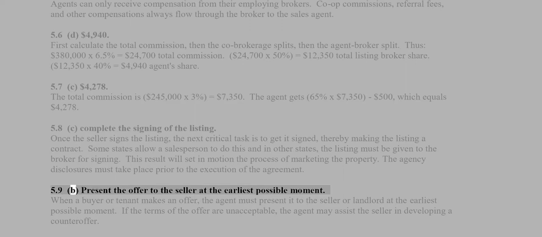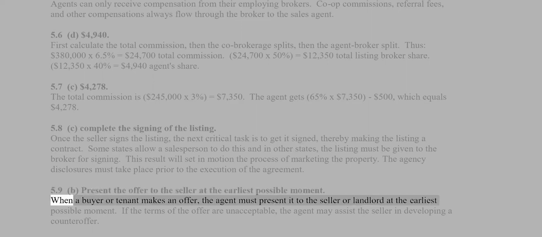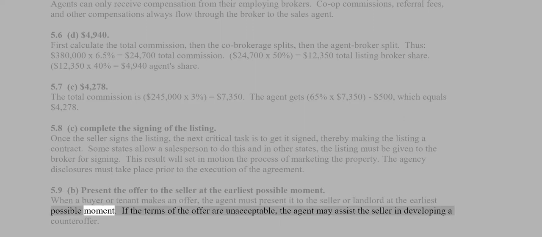5.9 b. Present the offer to the seller at the earliest possible moment. When a buyer or tenant makes an offer, the agent must present it to the seller or landlord at the earliest possible moment. If the terms of the offer are unacceptable, the agent may assist the seller in developing a counter-offer.